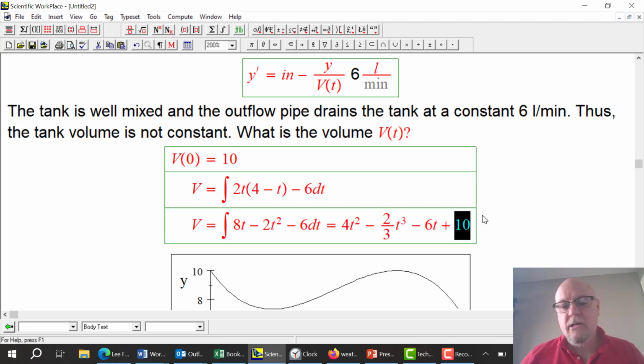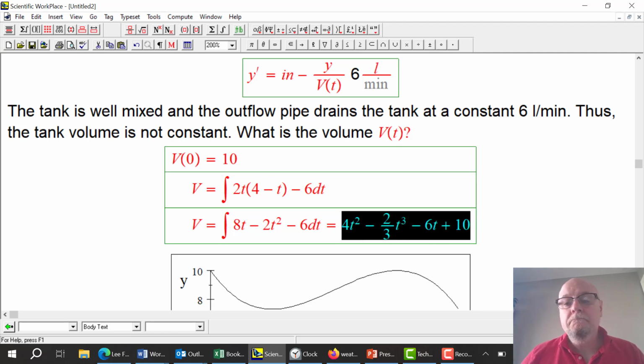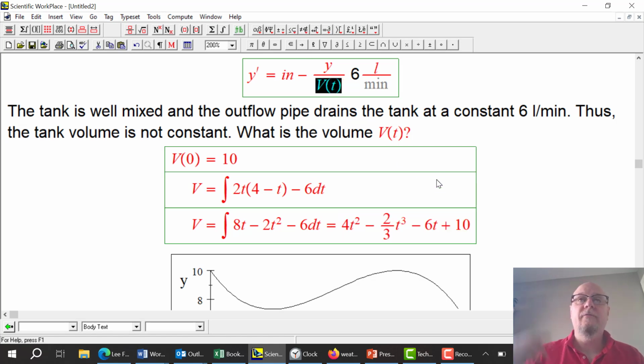How do I get the constant? Initial conditions. The initial volume is 10 because it's a half full 20-liter tank. So when I make t equal to 0, the volume is equal to 10. So here's my volume formula. Now I've got the volume that's going to go underneath for the kilograms, y kilograms divided by v liters for the concentration in the tank, which, because it's well mixed, is the concentration of the effluent, of the out pipe.